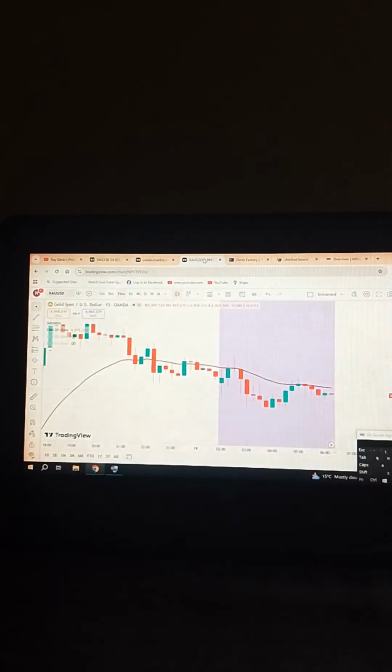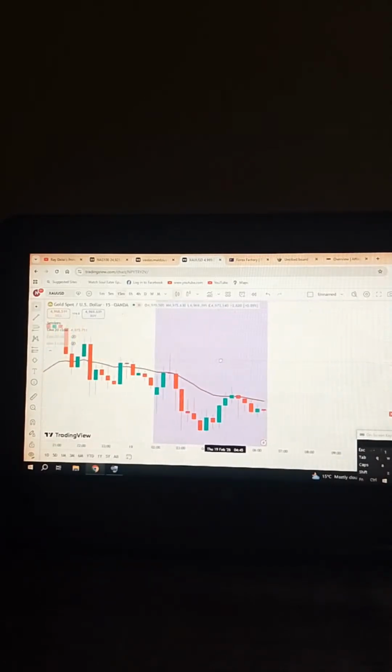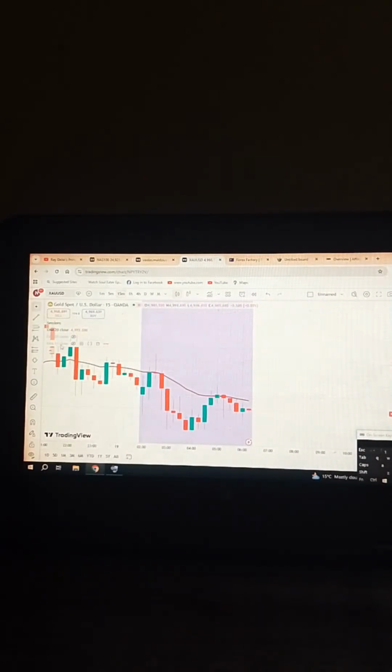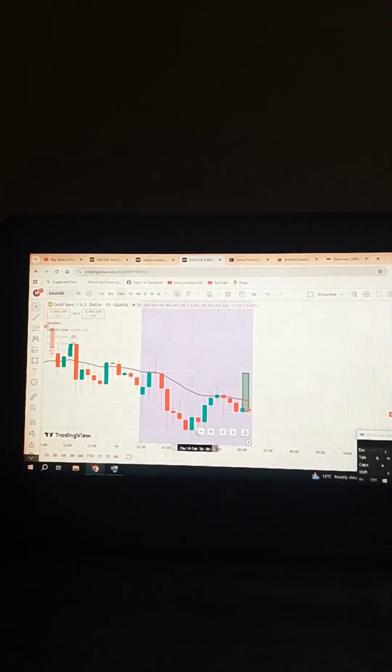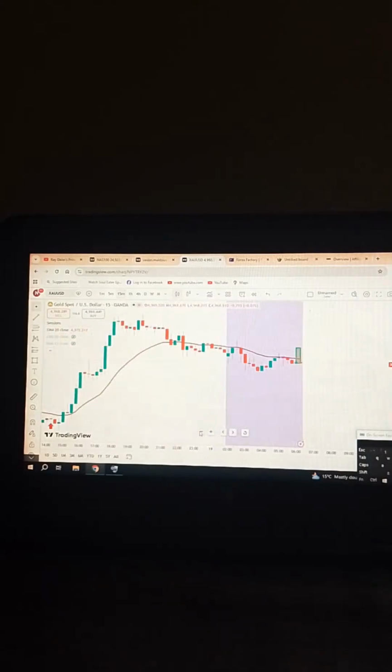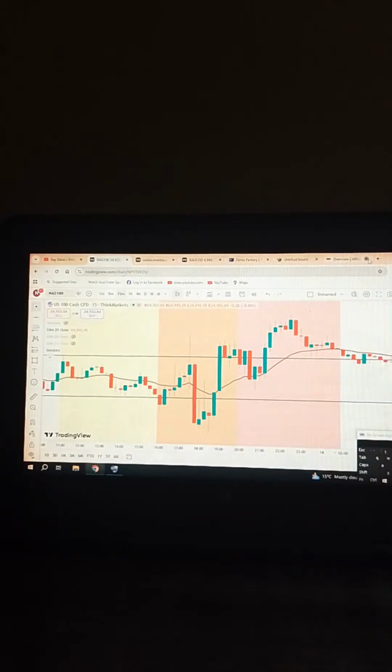So I'm trying to confirm an entry. I'm waiting for the gold market to do this cross here above here. Right now I'm waiting just for an entry here so that I can buy this market, as we are doing the analysis. So this is how you do, guys.